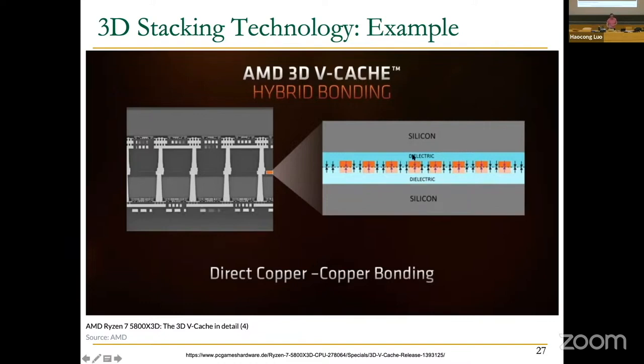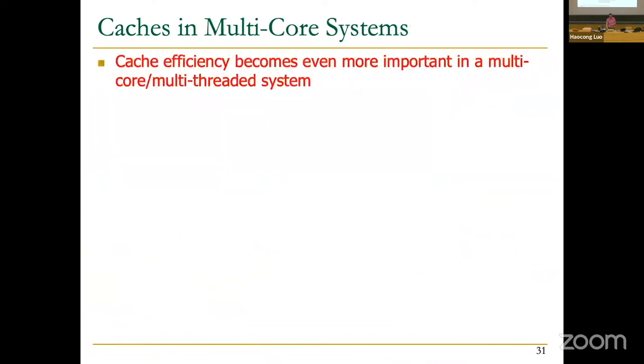But these are two different chips bonded together on top of each other. And the whole purpose of the second chip is just caching, basically. Caching for all of those cores that are in the other chip. And there are many cores over there. Okay. So basically, cache efficiency becomes a lot more important in a multi-core or multi-threaded system.